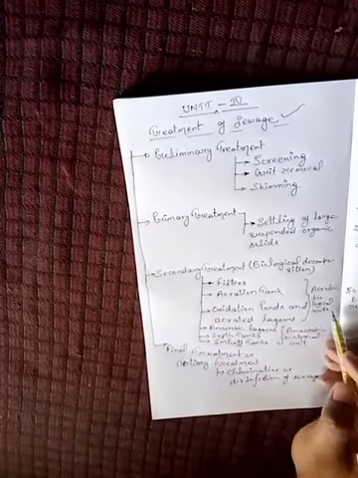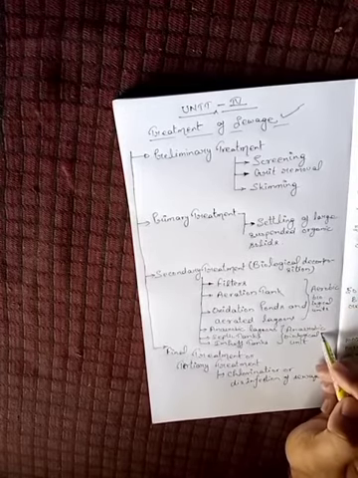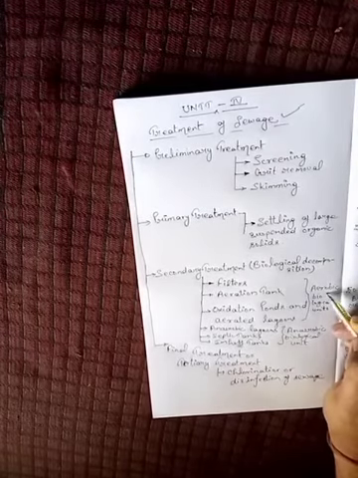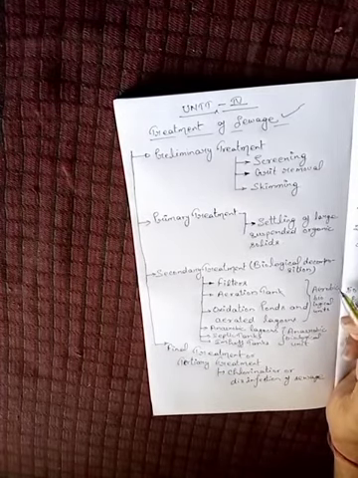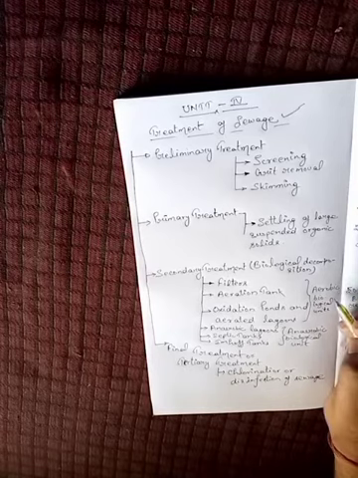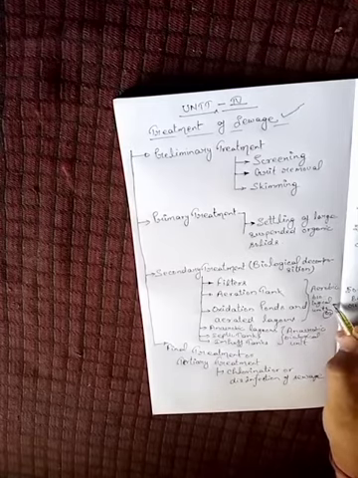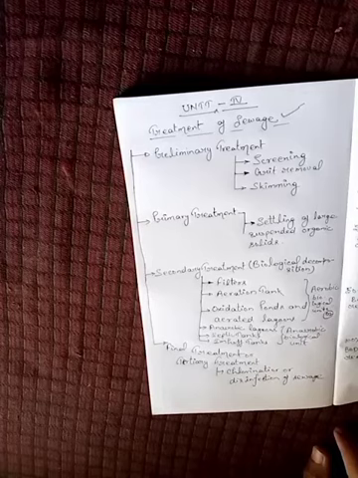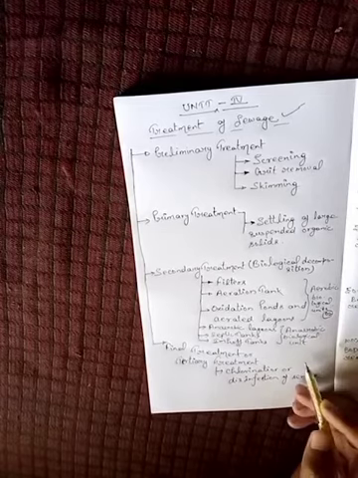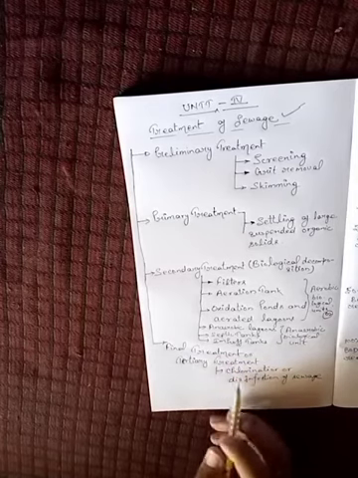Here there are two terms. The first one is the aerobic biological units, and the second one is the anaerobic biological units. Aerobic biological units are those units in which the biological decomposition of sewage occurs in the presence of oxygen. That means oxygen will be present in these units. And anaerobic biological units are those units in which the presence of oxygen is eliminated by various measures.